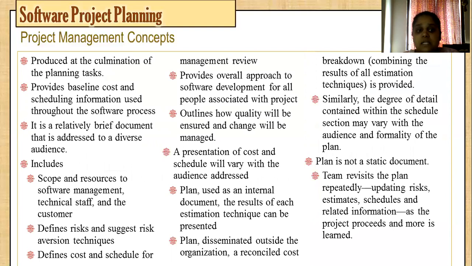It provides a baseline for cost and for scheduling information. It is a document which includes the following. So first is scope and resources that will be used in form of staff, in form of customers, in form of software making. Then it defines what kind of risks are going to happen, what kind of schedule you have made, what kind of cost estimation, what kind of effort estimation. All these things will be there in the plan.